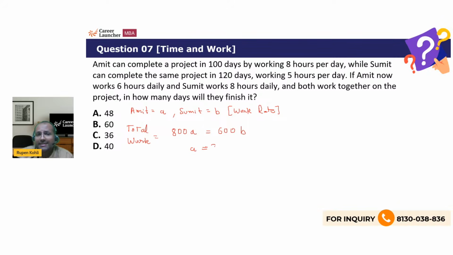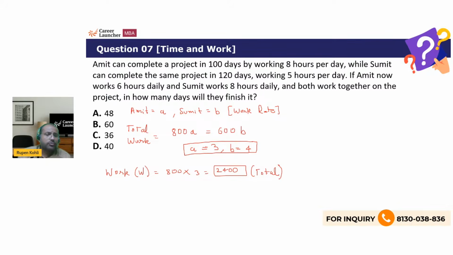So let's take A as 3 and B as 4, because we can assign any suitable numbers. We take the smallest numbers. Let's take the work rates as 3 units and 4 units for Amit and Sumit respectively. Perfect. So the total work W comes to how much? 800 into 3, since we took A as 3, or 600 into 4, the same thing: 2400 units of work. This is the total work, right?